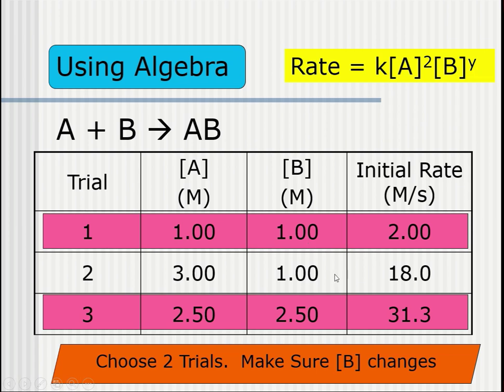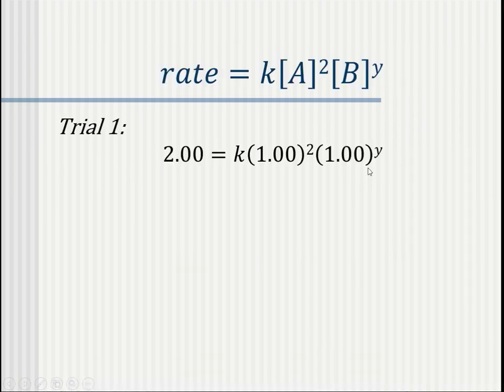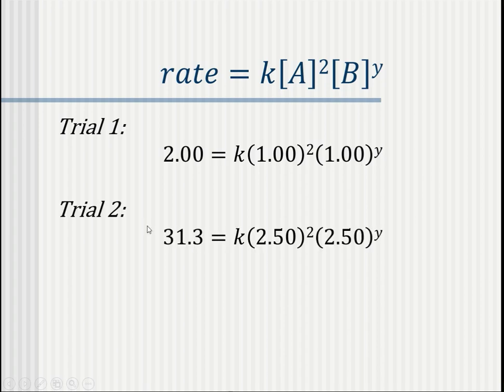So what I need to do is plug the concentration of A, concentration of B, and rate into this expression twice. For trial 1, it's 2 equals K times 1 to the second, 1 to the Y. I don't know what Y is. And I'm going to do it for trial 3. For trial 3, 31.3 equals K times 2.25 to the second, 2.50 to the Y.